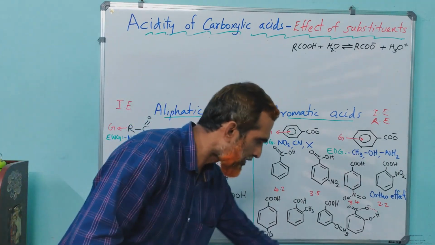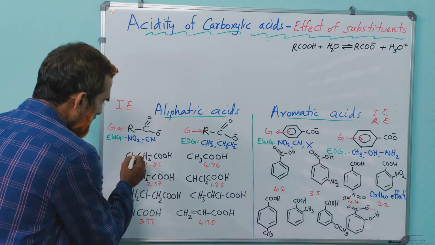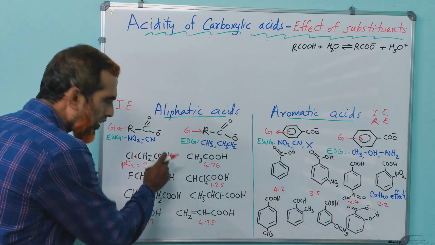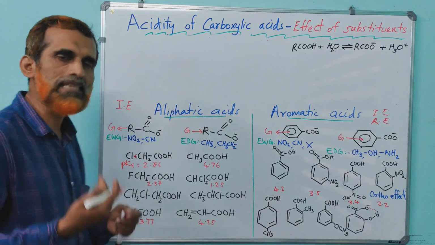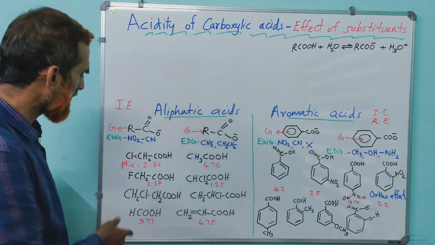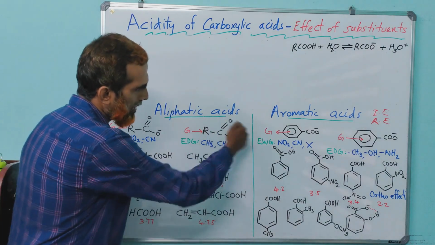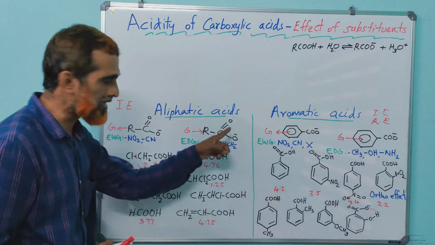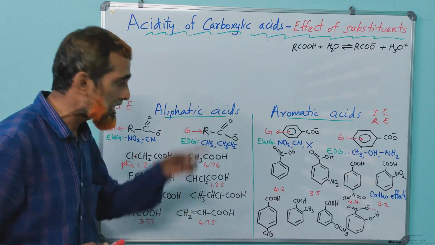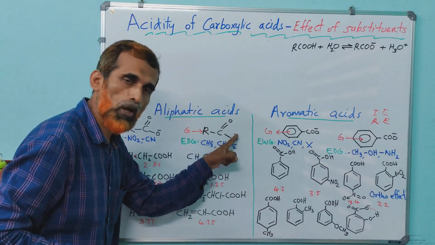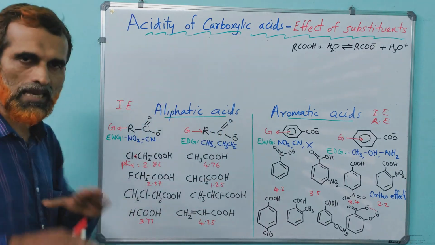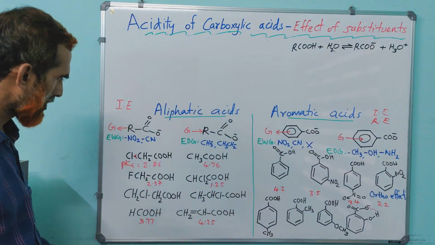So it will withdraw electron density and make this OH more polar or more easily ionizable, or you can say that the Cl will withdraw electron and reduce the electron density on oxygen, or you can say in other words, it causes dispersal of the negative charge. Electron density gets dispersed. That all makes it more stable.